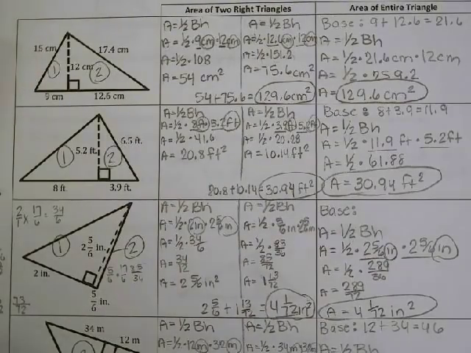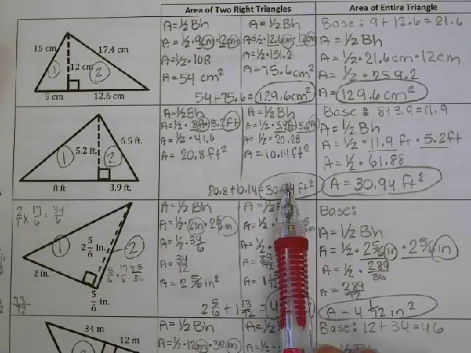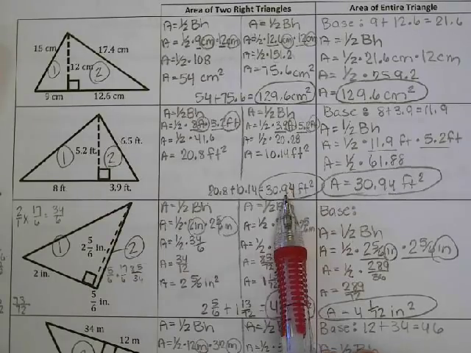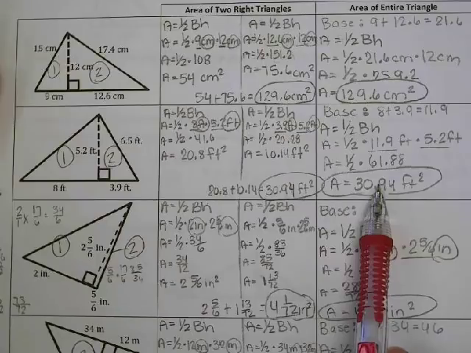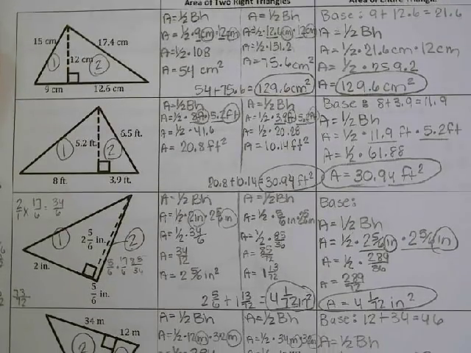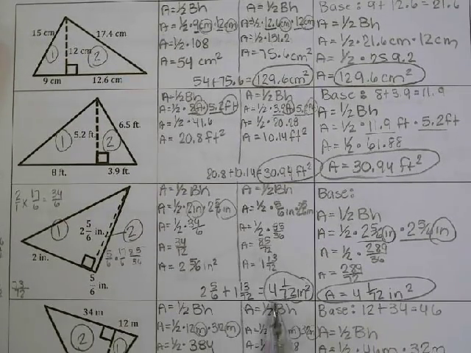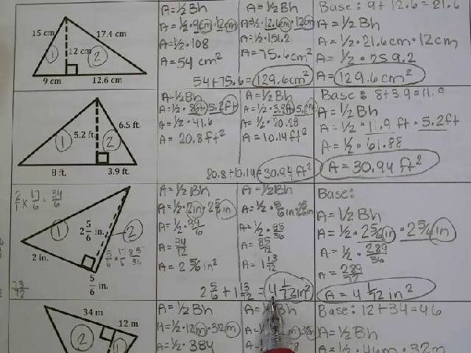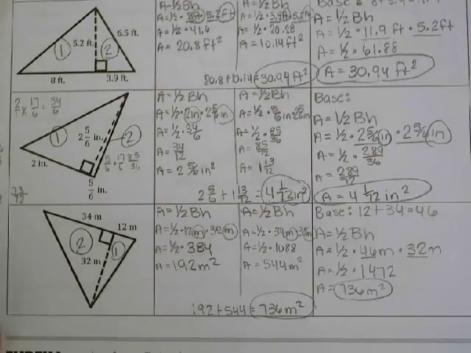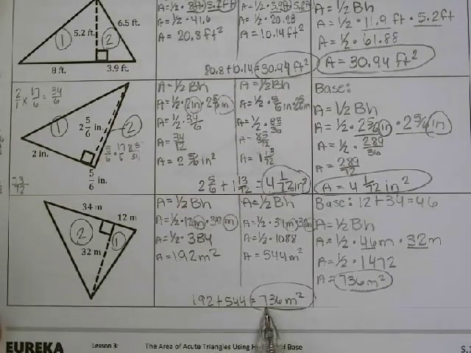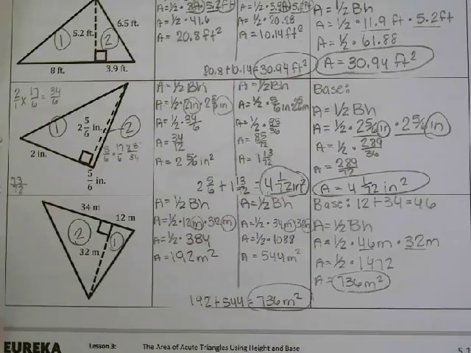Okay, so let's go over your answers. For the second triangle, you should have gotten 30 and 94/100 feet squared for both sides. For the next triangle, you should have ended up with 4 and 1/72 inches squared. And on the last one, you should have gotten 736 meters squared.